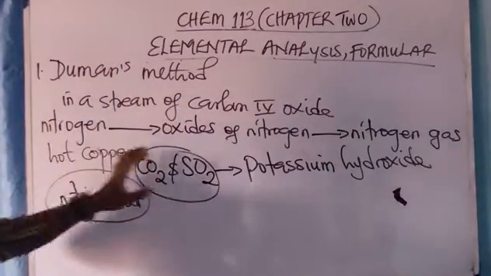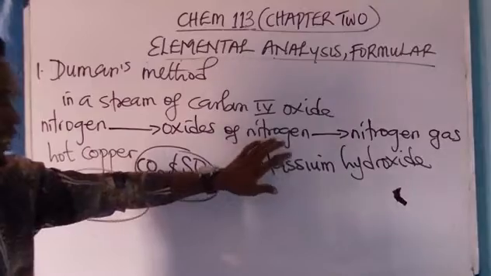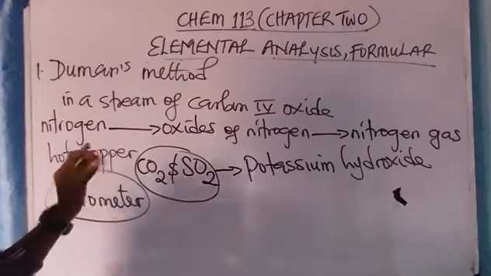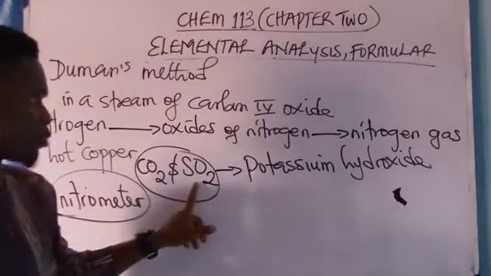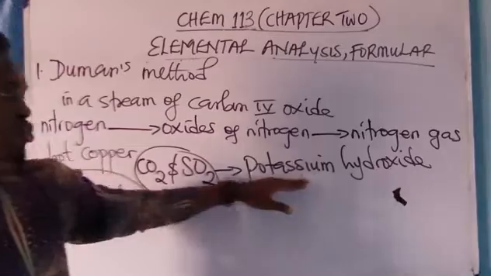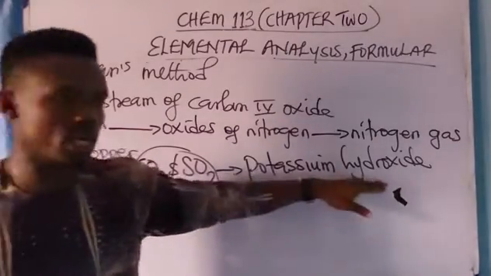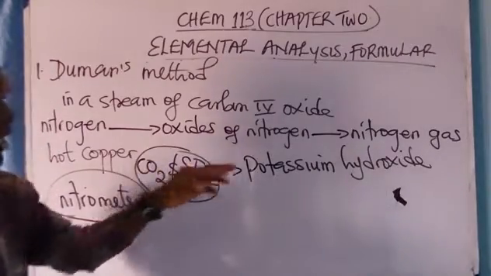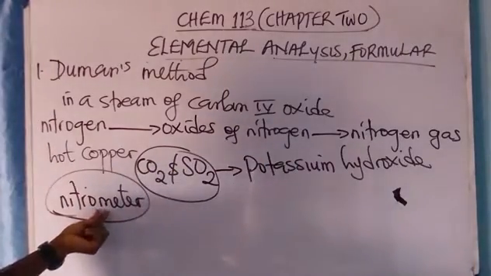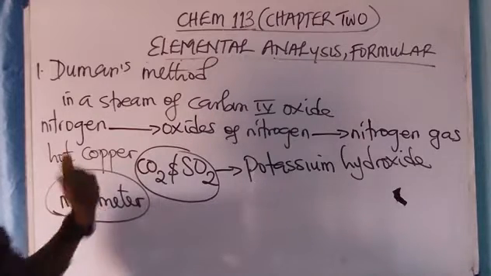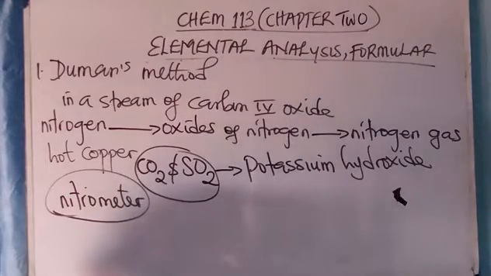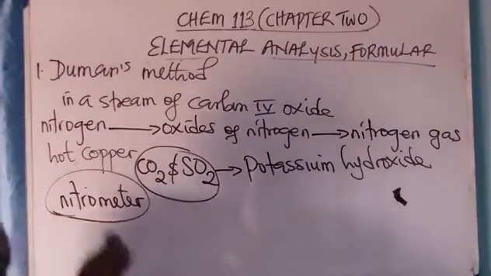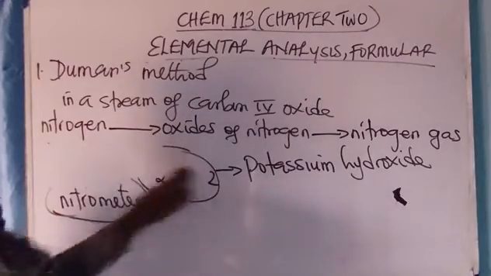So nitrogen is converted to oxides of nitrogen, and then to nitrogen gas, and it is now passed through hot copper. If there is any trace of CO2 and SO2, it is passed through this drying agent, which is potassium hydroxide. Which means it will remove these two, and we are now left with nitrogen gas, which is collected in the nitrometer. It is calculated and measured. So the other method is the Jeldahl method.